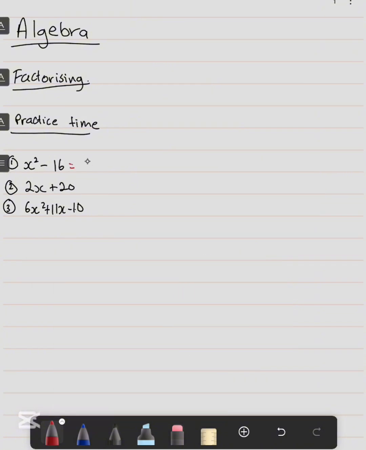Let's go over the answers. We see 16 is a square, so we know it's going to be plus and minus 4 inside of the brackets. Here, we take out the common factor of 2, and we get x plus 10 on the inside.